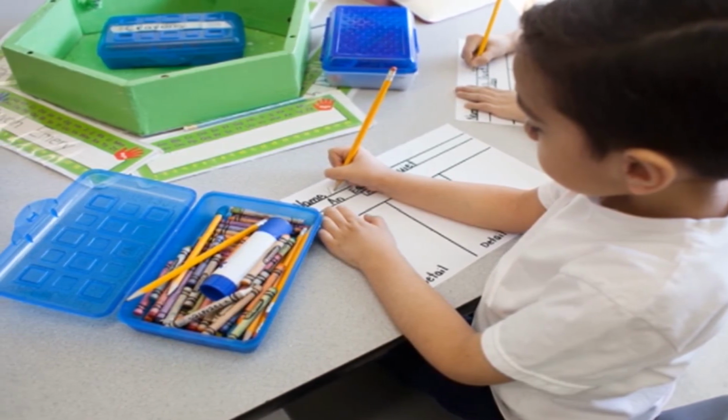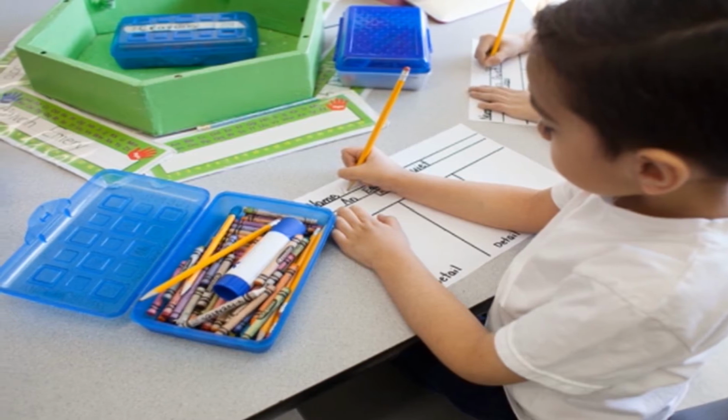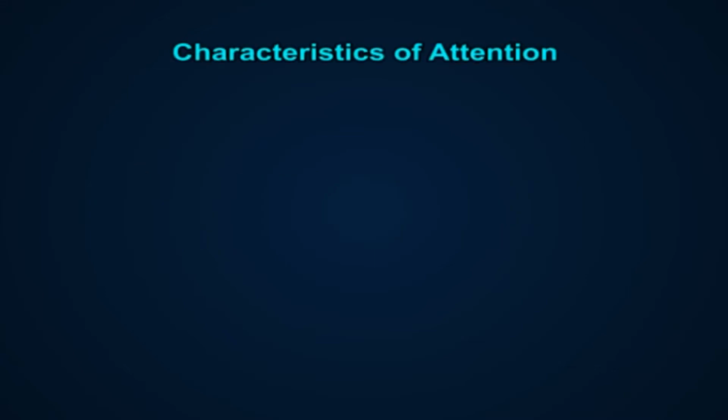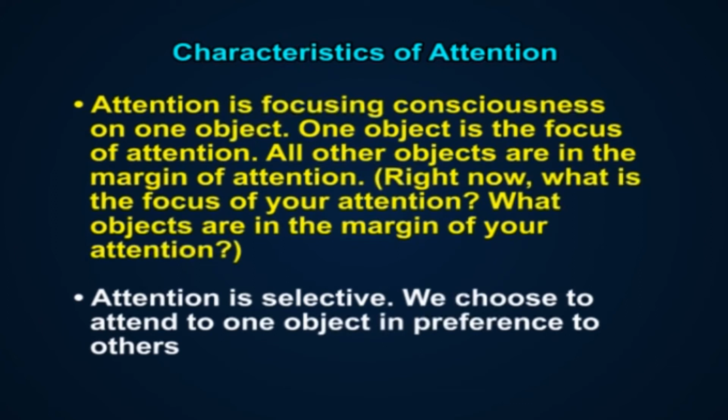Attention is defined as the root of selective consciousness by Ross. Dumville defined attention as the concentration of consciousness upon one subject rather than another. What are the characteristics of attention? Let me see. Attention is focusing consciousness on one object. One object is the focus of attention. All other objects are in the margin of attention right now.